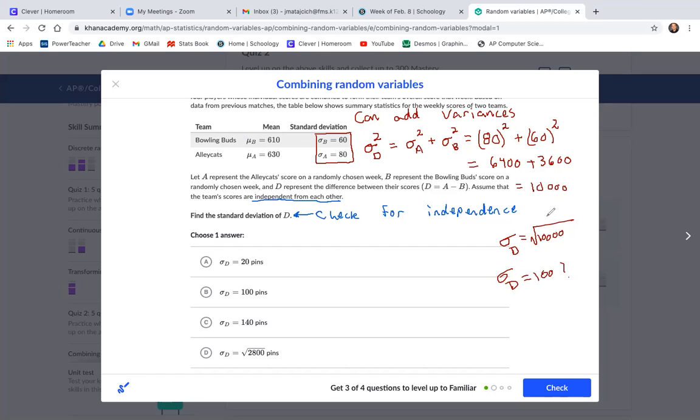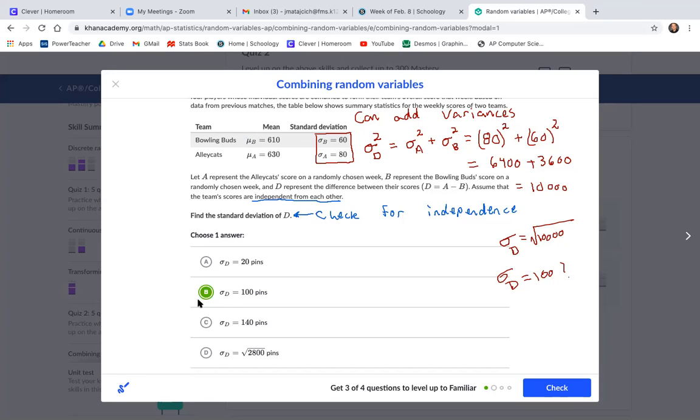I don't know. I should probably actually get a calculator out and do this. Square root of, what am I doing? 10,000 is 100. Which makes sense, right? Because if we square it, 4 zeros. Okay, all done with this problem then. The standard deviation for the difference would be 100 pins.